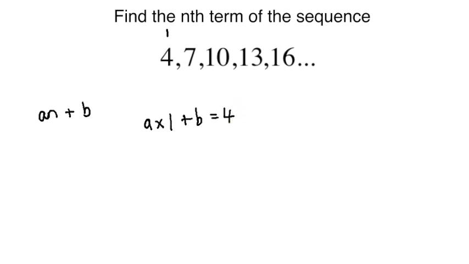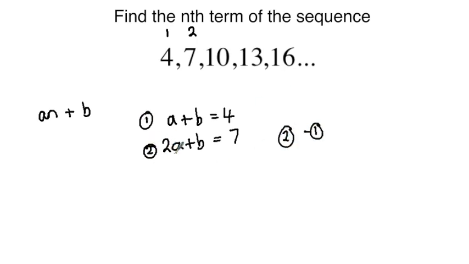So if we just tidy that up a little bit, because a times 1 isn't the kind of thing that we want to be writing, we've got that a plus b is 4. Now for the next term, as we move on 1, we've got, again, a times n, which is now 2, which will give us 2a plus b. So we've got that 2a plus b equals 7. What I've just very quickly made is two simultaneous equations which we can solve by subtracting number 2 take away number 1. That will give us a equals 3.